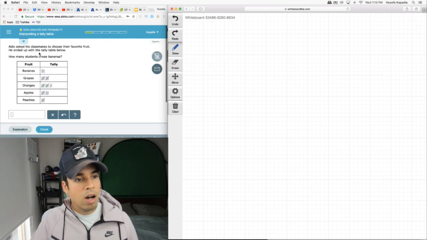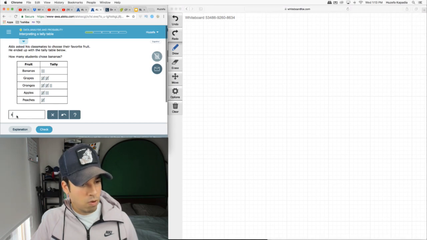So now it says, Aldo asked his classmates to choose their favorite fruit. He ended up with the tally table below. How many students chose bananas? So now let's look at bananas. We don't even have a full packet with a diagonal hash mark. We got 1, 2, 3, 4, right? So we can put 4 people chose bananas, and that's it.